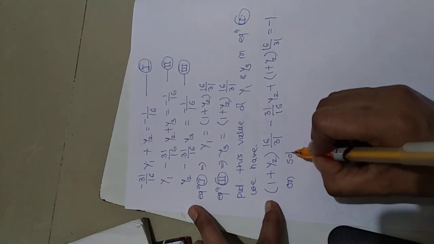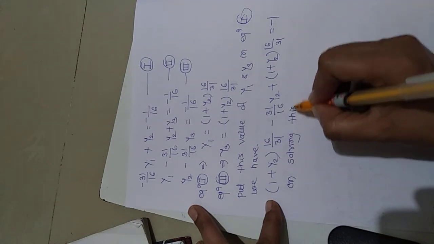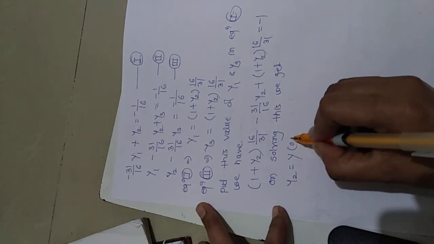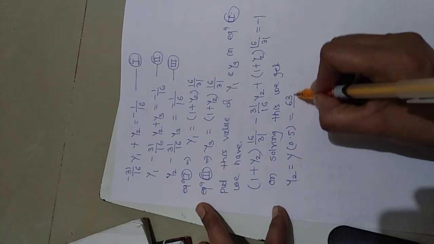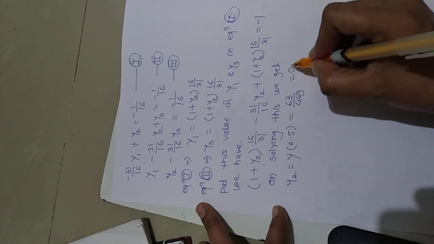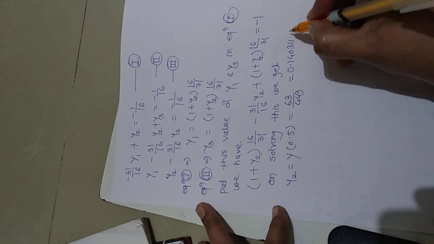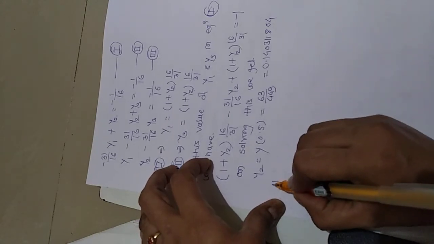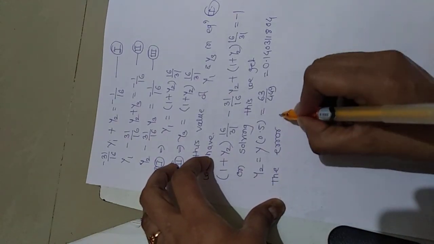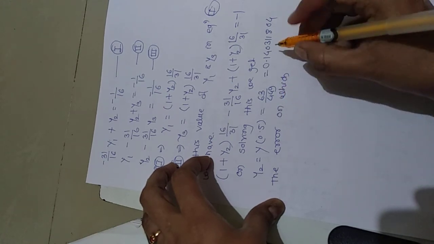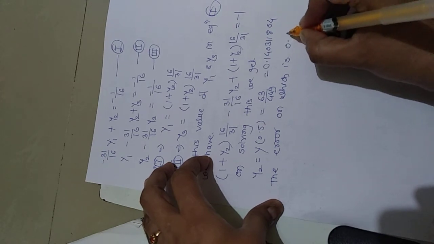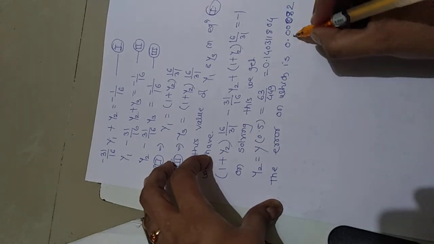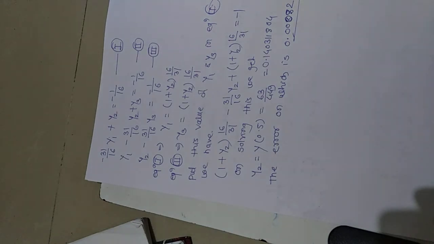On solving this, we get y2 is equal to y of 0.5 is equal to 63 upon 449 is equal to 0.140311804, and the error on which is 0.0082. This is the error of the problem.